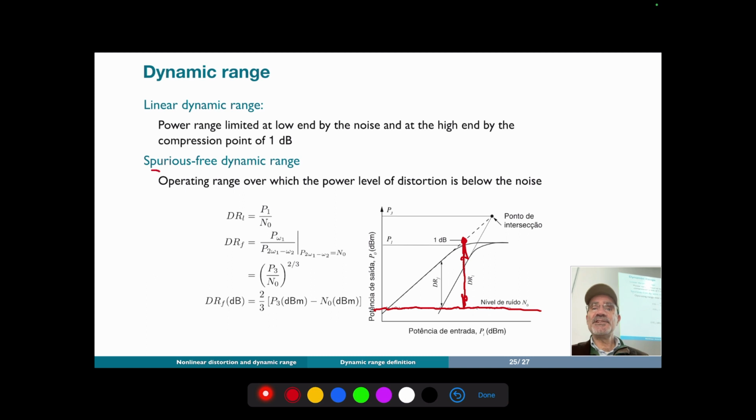There's another definition which is the spurious-free dynamic range, which is the range over which the power level of distortion is below the noise. Okay? For example, if we are operating the device at this point, at a certain power here, then we have a certain signal level and a certain noise level, which is defined by this range here, right?